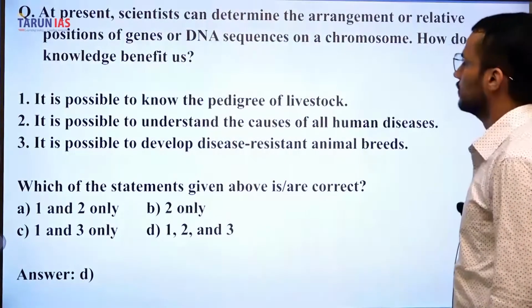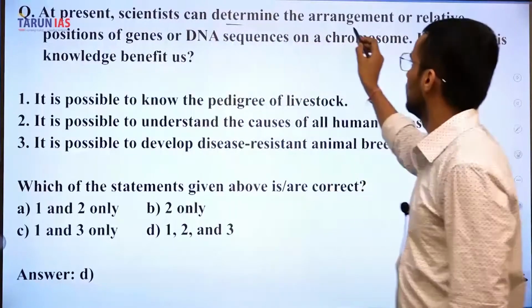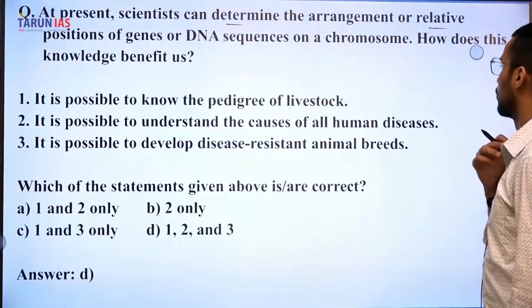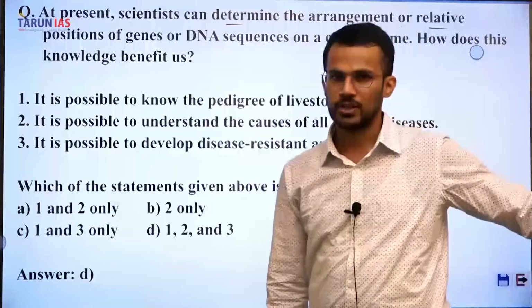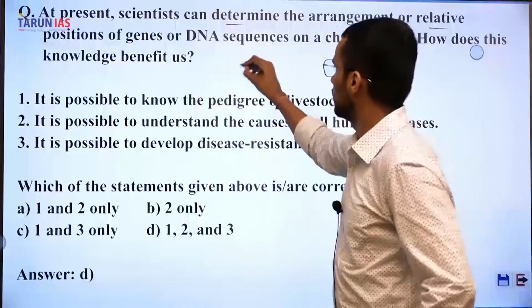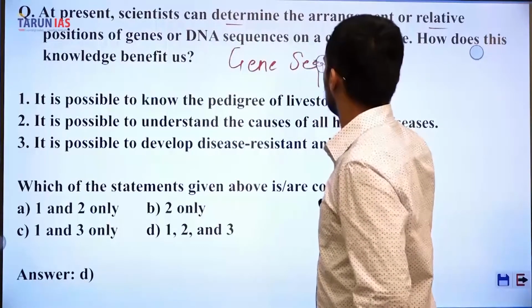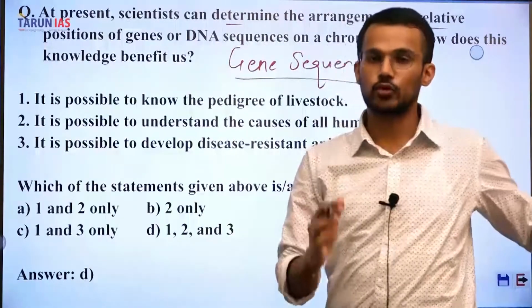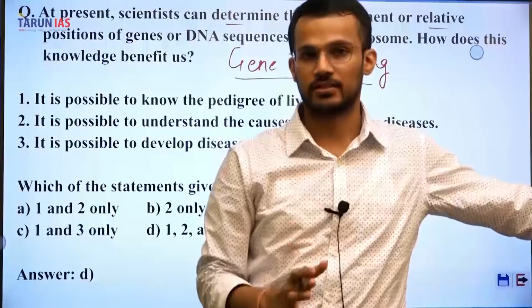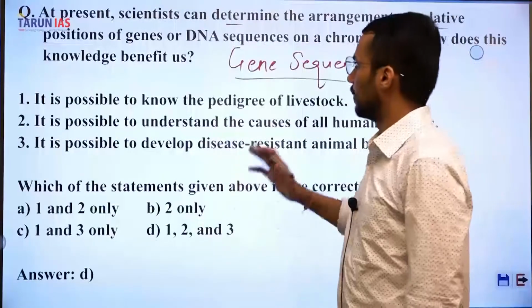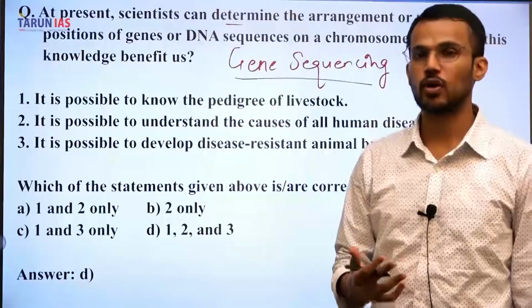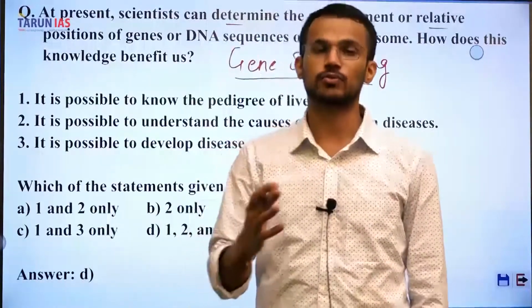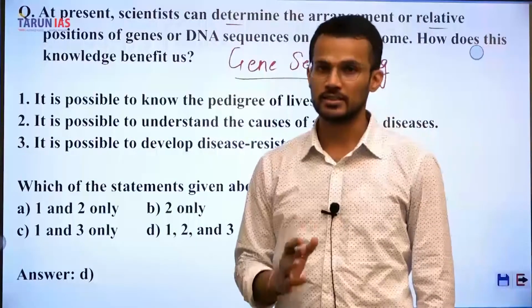Next question now. At present, scientists can determine the arrangement or relative positions of genes or DNA sequences on a chromosome. How does this knowledge benefit? So this question is related to gene sequencing, wherein the scientists try to identify the sequence of various nitrogen bases on the DNA, right? And based upon that, the association of those nitrogen bases and their characteristics will be identified easily. Fine.